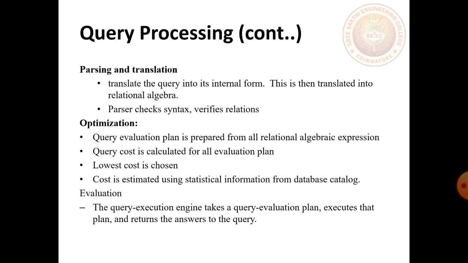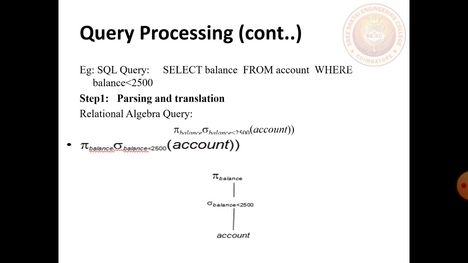Optimization: after the relational algebraic expression is obtained, it prepares the query evaluation plan, and a cost can be estimated for the query evaluation plan. So the cost is estimated with the help of statistical information obtained in the database catalog. Evaluation: it takes the query evaluation plan as input, executes the plan and produces the result for the SQL query which is made by the user.